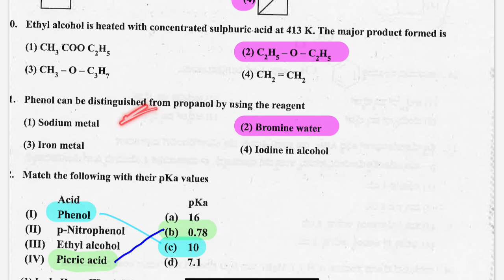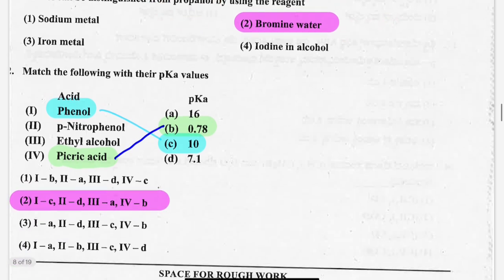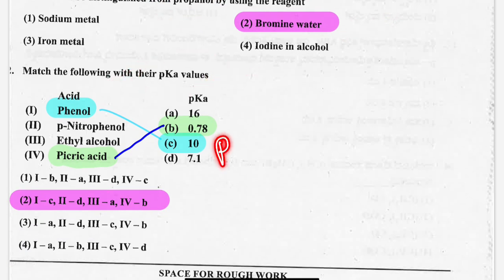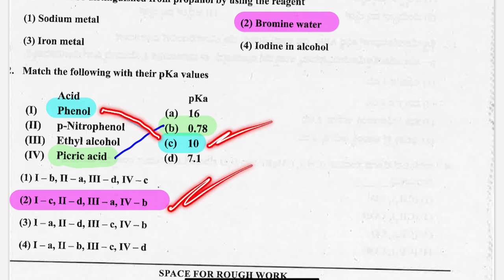Phenol can be distinguished from propanol, that is alcohol, by using the reagent bromine water. Match the following with their pKa values. So remember this relation, if pKa value is less, Ka will be more, that is acidic strength will be more. So here acidic strength will be more, therefore pKa value should be less. So among these, the one which is less, you have to match with this. And phenol will have a pKa value of 10, so this will be the answer.